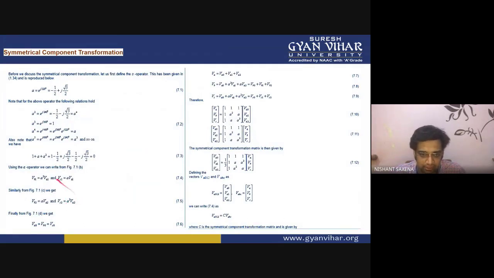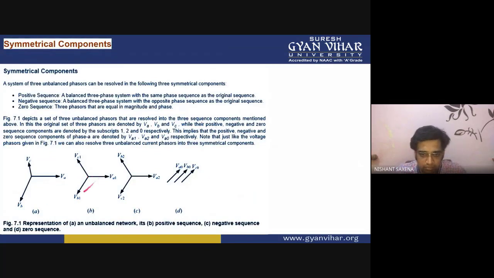Similarly, if I want to write out VC2, now I want to write down the VC2 component in terms of VA2. Now how many times do I have to rotate this? 1 and 2. That means alpha into alpha. So alpha square. Okay, that's why. Now look at this over here. Alpha square VA2. I think this is clear to you now.